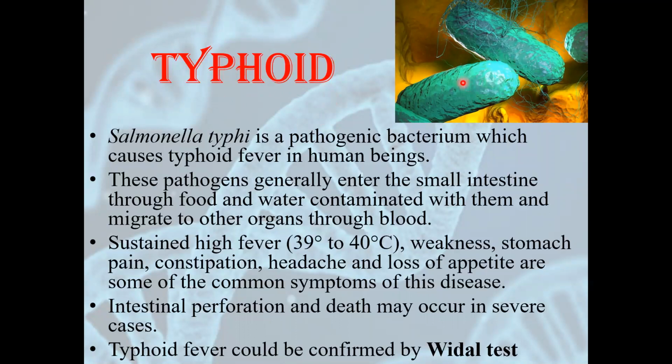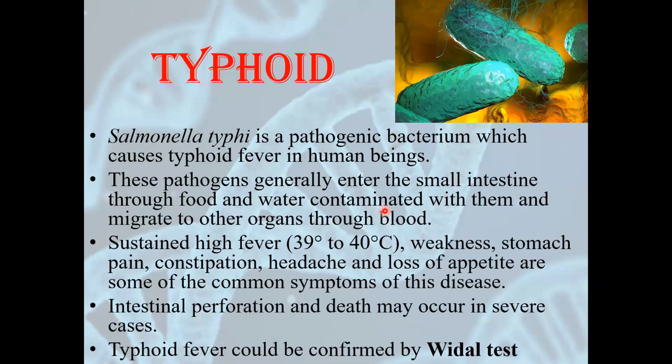You can see here, this image is of the bacteria that causes typhoid. What is the name of this bacteria? Salmonella typhi. You can see here the name is given. It is a pathogenic bacterium which causes typhoid fever in human beings. These pathogens generally enter the small intestine through food and water contaminated with them.